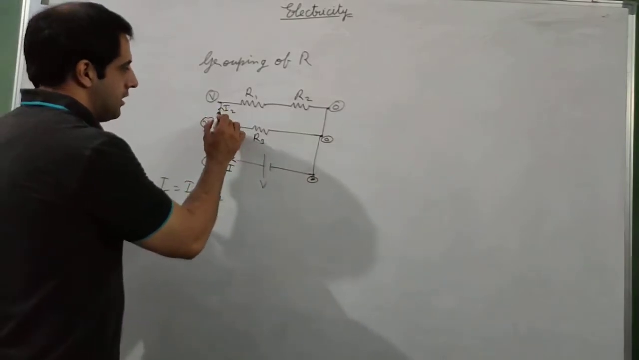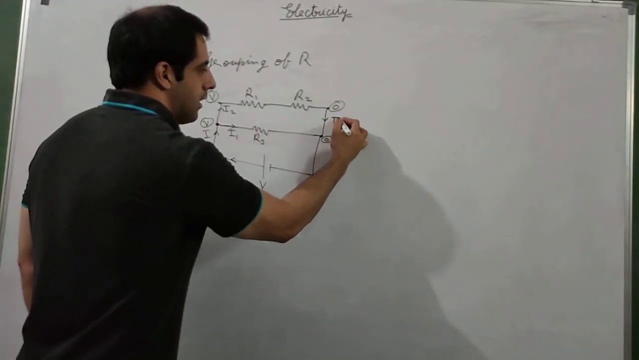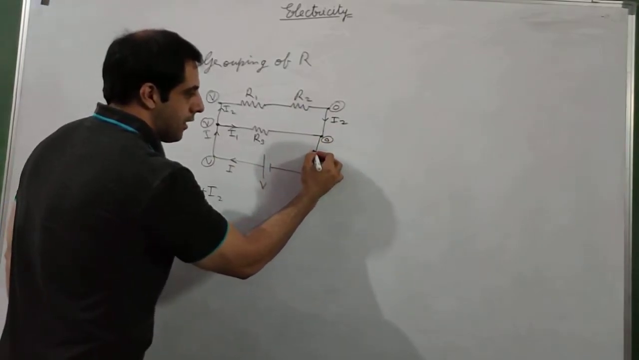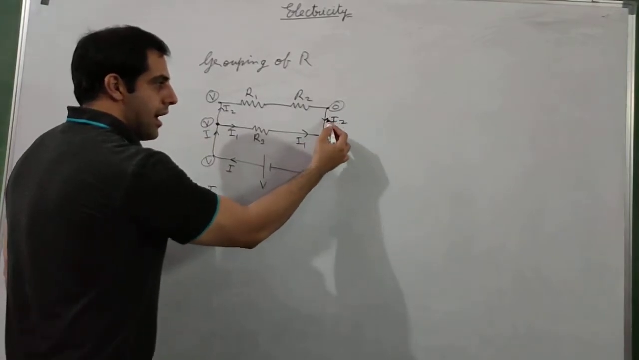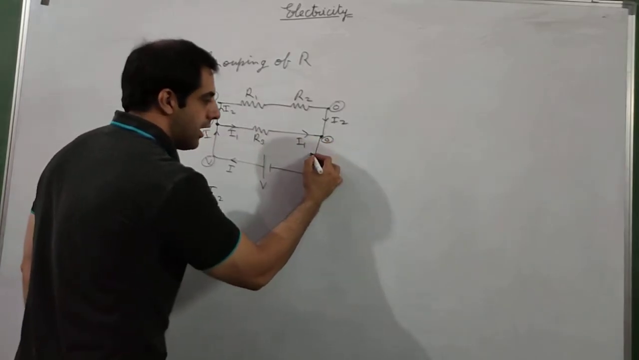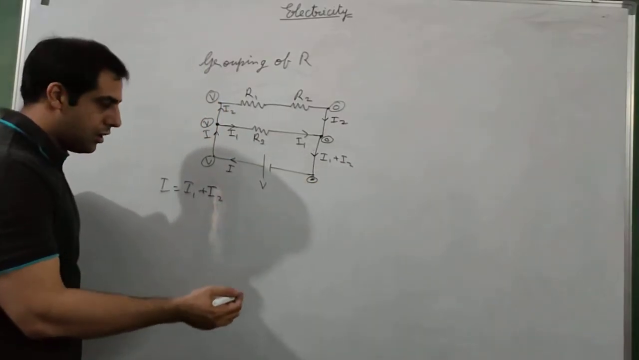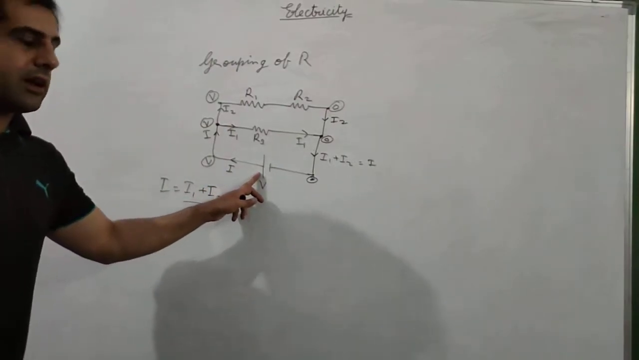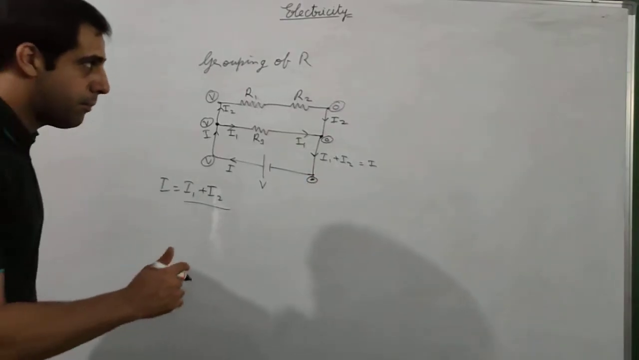This is easy. This I2 will keep on coming here. It will continue in this branch, and I1 will go on this branch like this. Now at this point I2 is coming and I1 is also coming, so both of them will be added at this point, and in this branch towards the battery the current I1 plus I2 will continue, and I1 plus I2 is I. So the current that is coming out of the battery is the same as the current that is entering the battery. This is very important.